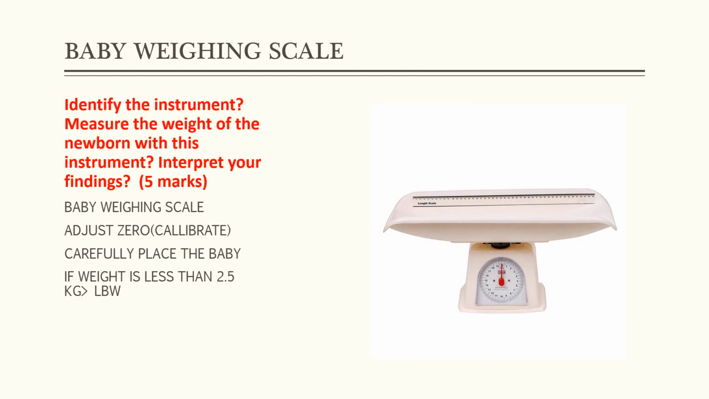The next, there is the baby weighing scale. You will be asked to identify the instrument, which is a baby weighing scale. You have to measure the weight of the newborn with this instrument and interpret your findings. You will be given a toy baby and asked to weigh it. So what you have to first do, you have to first calibrate it and adjust the zero, and then carefully place the baby and then interpret and put down the weight. And if it is less than 2.5 kg, you have to interpret it as a case of low birth weight baby.